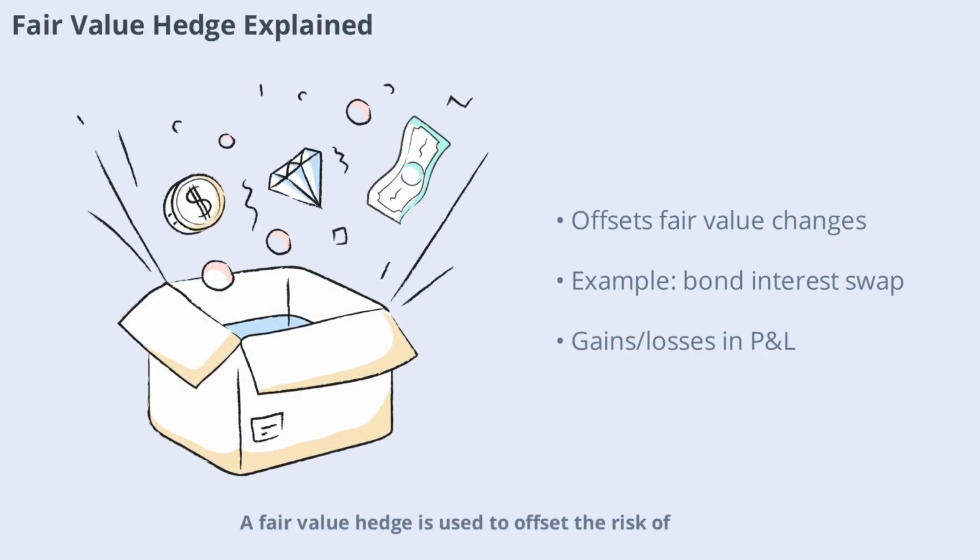A fair value hedge is used to offset the risk of changes in the fair value of an existing asset or liability, or an unrecognized firm commitment. For example, a company might use an interest rate swap to hedge the fixed interest payments on a bond, converting them to floating rates. Gains or losses from both the hedged item and the hedging instrument are recognized in the profit and loss statement, providing a balanced view of the risk and its mitigation.